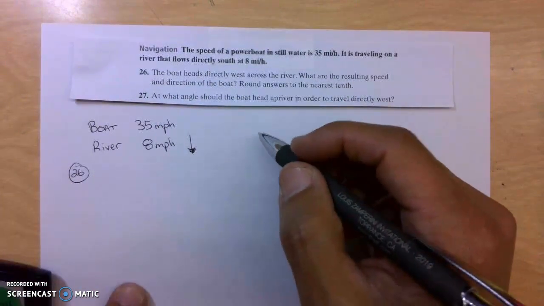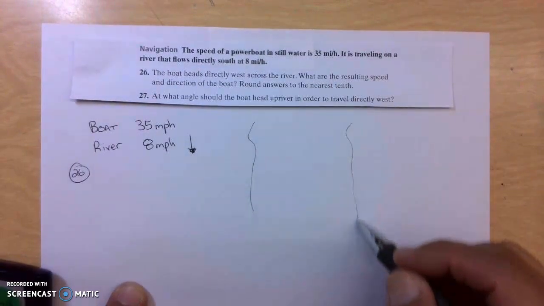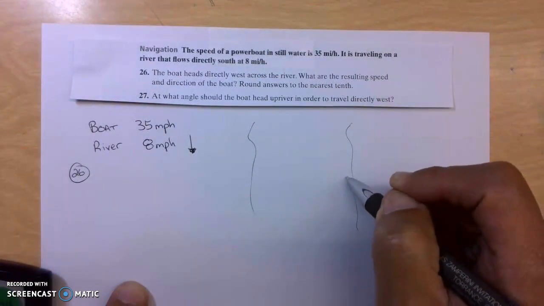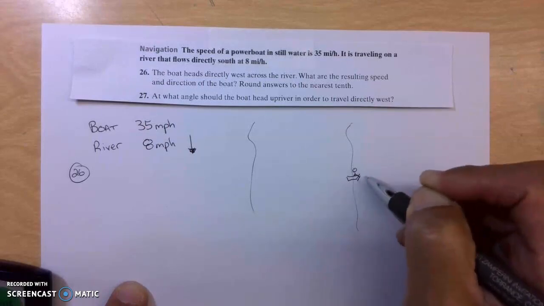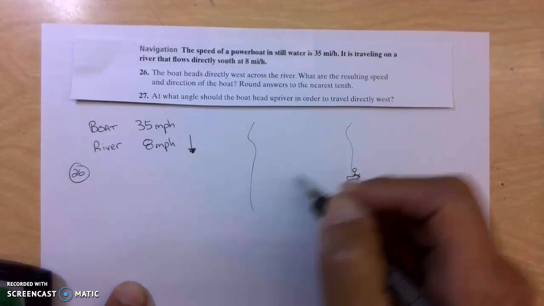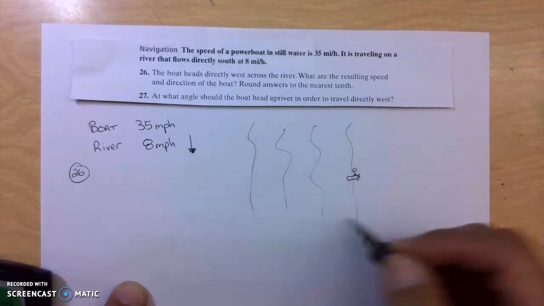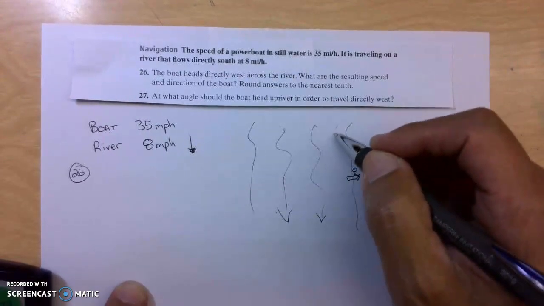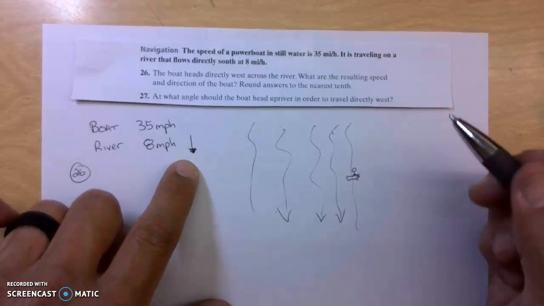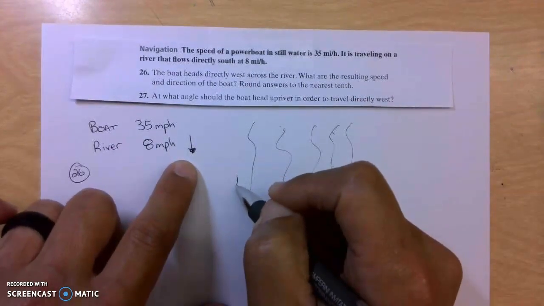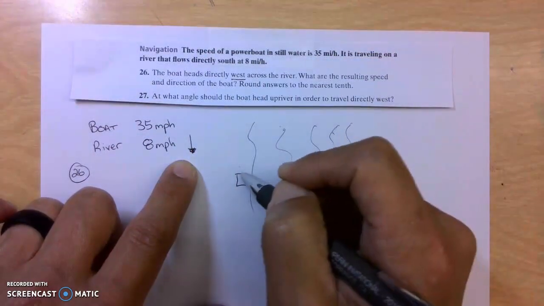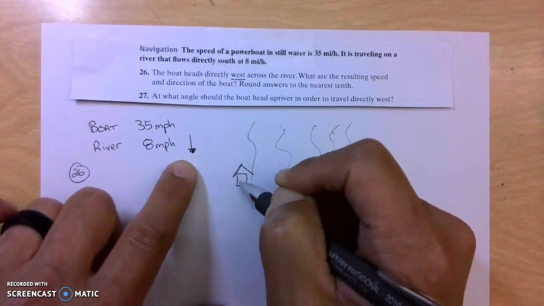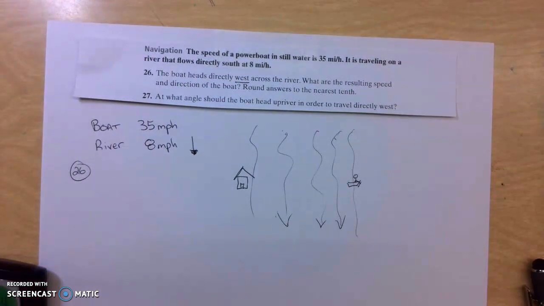So what we want to do here is just try to draw a river. Here's the boat. This guy is on a boat. He's got a boat engine. He wants to get across this river. This is the river. The current is going south. And he wants to go directly west. And I guess there'll be a house here that he wants to get to. Okay. So he's going to try to do this.